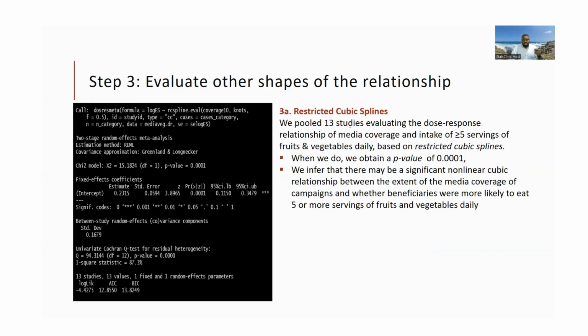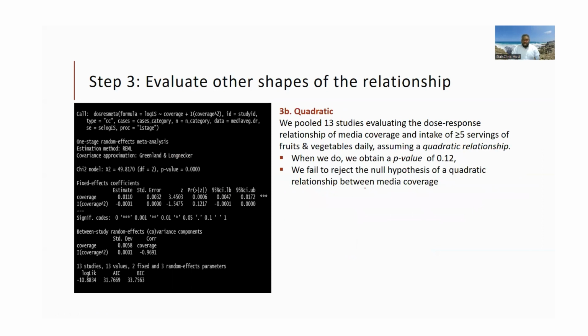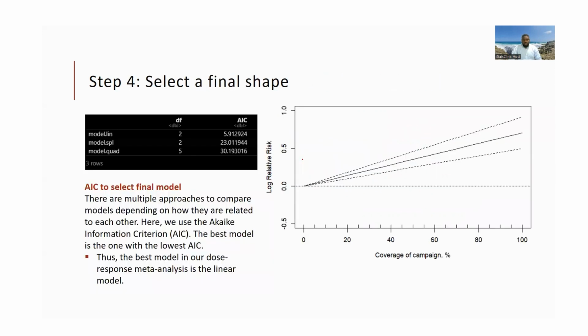So if you then use cubic splines for this model, we look at that and we also get a p-value of 0.001. We say, well, maybe this relationship is a significant nonlinear cubic relationship. Okay. And then we try other things. We try quadratic. Here with quadratic, the p-value is 0.1. So we failed to reject the null hypothesis of a quadratic relationship between media coverage and an intake of fruits and vegetables.